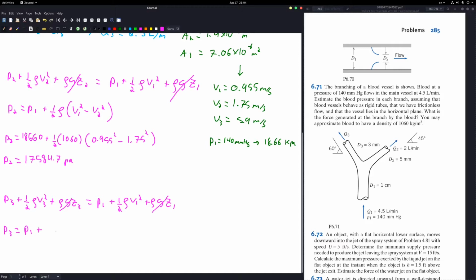Using the same logic and procedure as finding the pressure at P2, we can also find the pressure at P3, and this will give us an answer of 694 pascals.